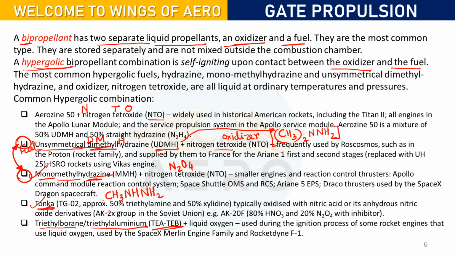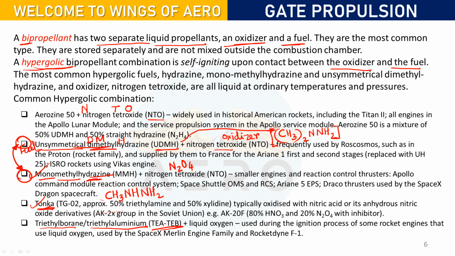You have to remember the different types of hypergolic combinations, the different types of bipropellant combinations. Quite a few questions come from here. A bipropellant, as I already said, has two separate liquid propellants, an oxidizer tank and a fuel tank. Hypergolic means self-igniting when the oxidizer and the fuel come in contact with one another.